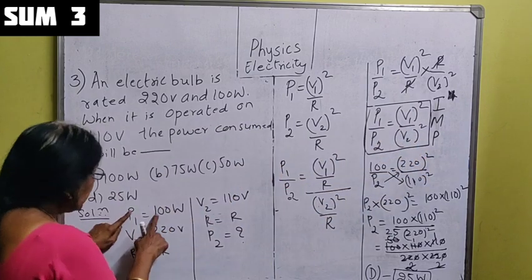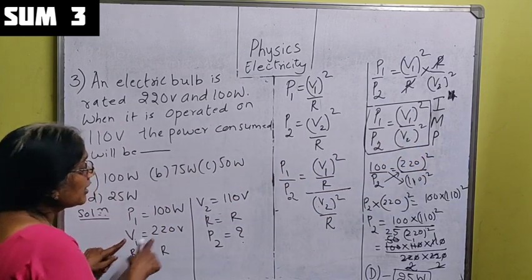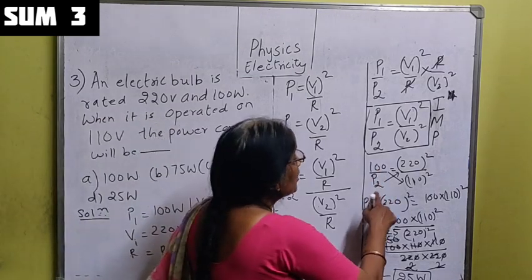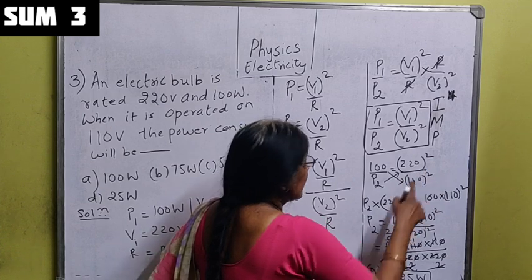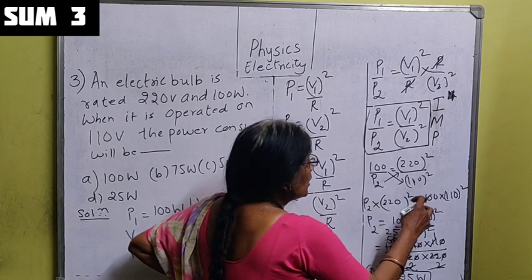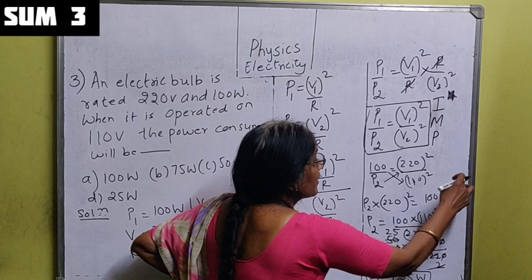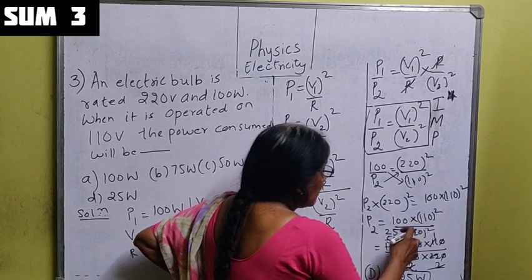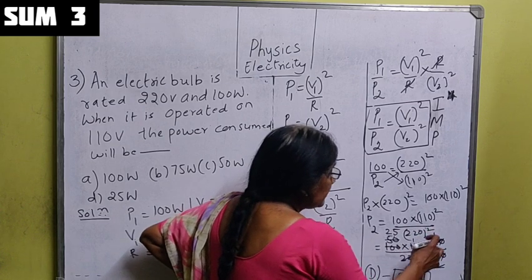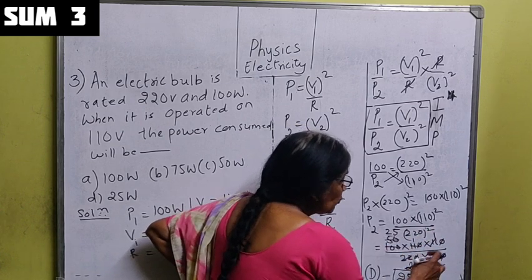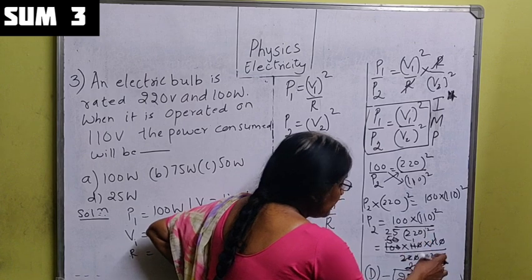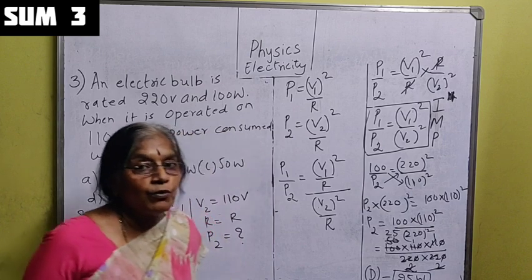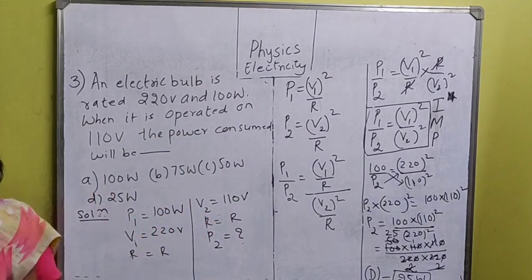We know the value of P1, we know the value of V1, we know the value of V2, we have to find out P2. So 100 by P2 is equal to 220 square by 110 square. So P2 into 220 whole square is equal to 100 into 110 whole square. So P2 is equal to 100 into 110 whole square by 220 square. So expand it: 110 into 110 into 100, 220 into 220, zeros cancel, 11 twos are 22, 11 twos are 22, 2 fifties are 100, 2 twos are 4. So you got it as 25 watts. So option D is your answer.